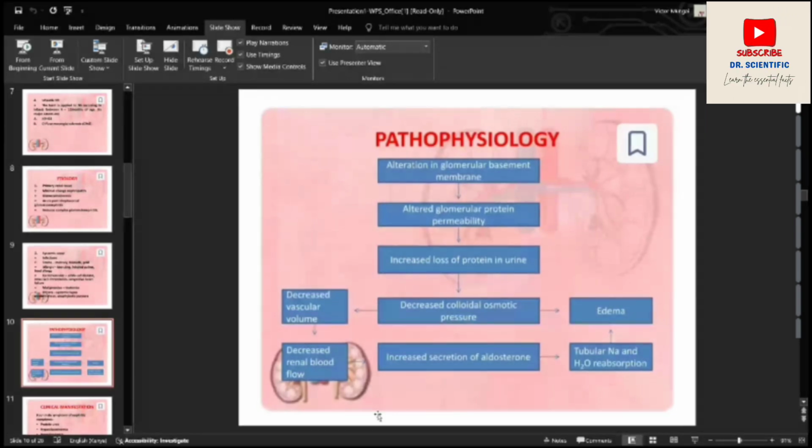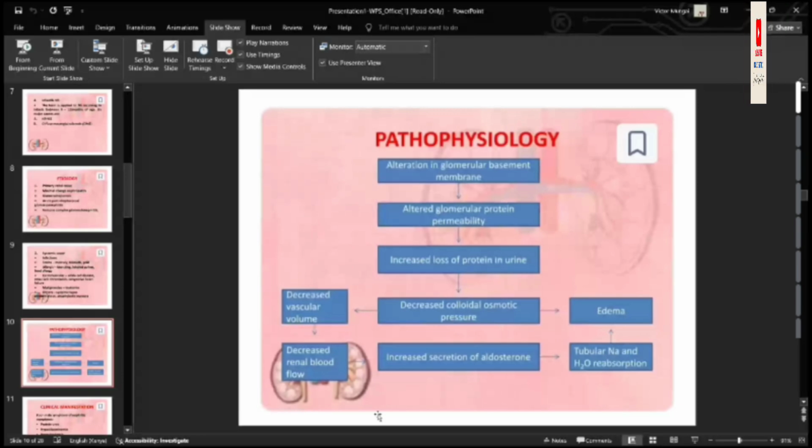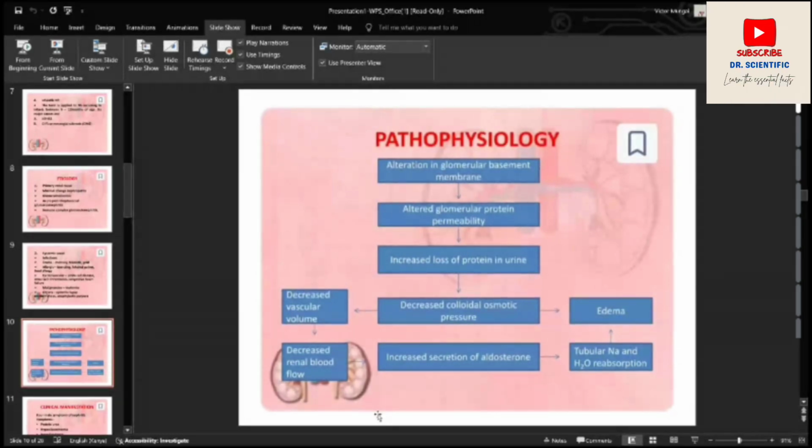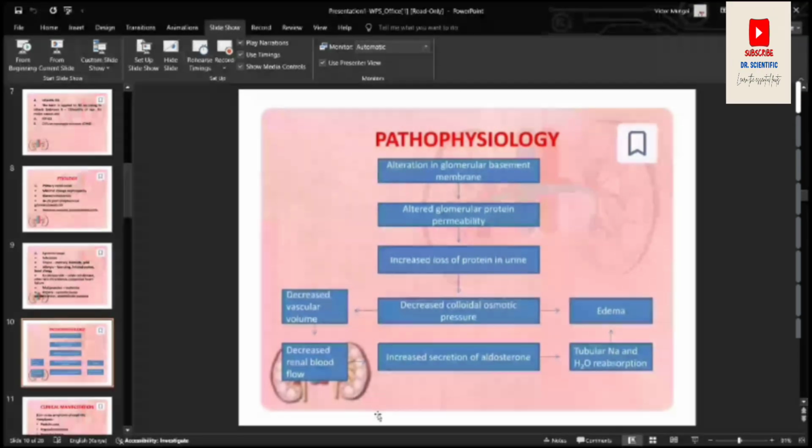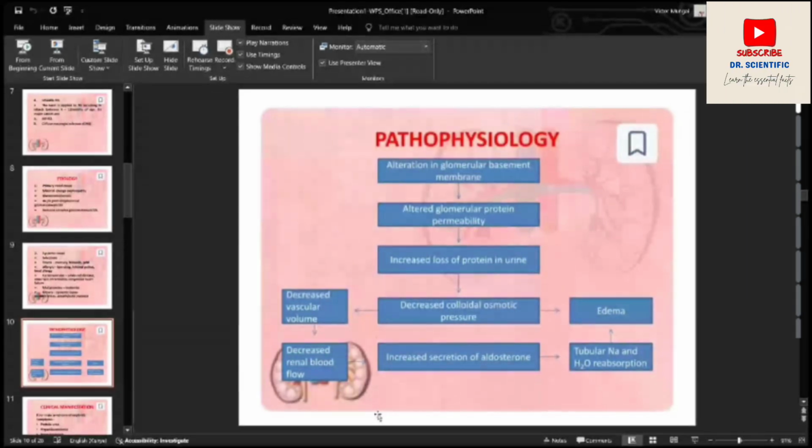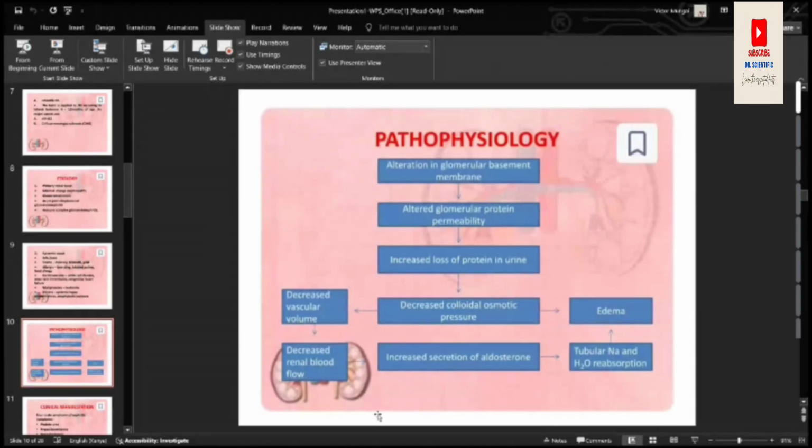Then number 2, protein will be able to pass through. The barrier will become abnormally permeable to plasma proteins, especially albumin. Then there will be increased loss of protein in urine, known as proteinuria. After you lose the proteins, there will be decreased colloidal osmotic pressure. Albumin is essential for maintaining the oncotic pressure, which means keeping fluid in the blood vessels. So when this happens, that's when edema comes in, which is one of the clinical manifestations. And then you have decreased vascular volume, decreased renal blood flow, and lastly, increased secretion of aldosterone.